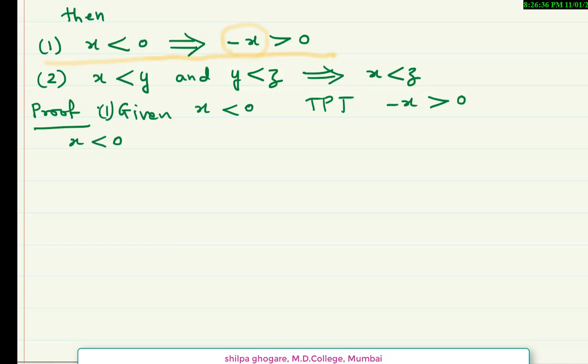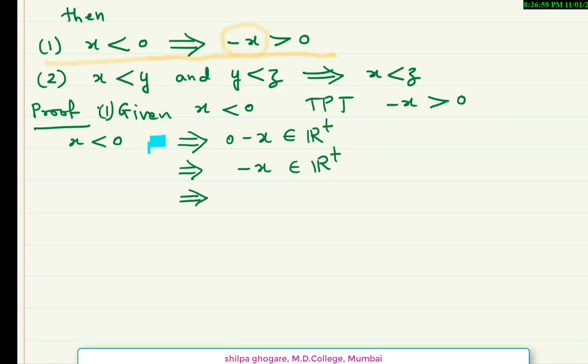So x less than 0 implies 0 minus x belongs to R plus. But what is 0 minus x? It is minus x, so minus x belongs to R plus. And if minus x belongs to R plus, by the definition of R plus it is a positive real number, that is, it is greater than 0, and that is our TPT. So the proof is over.